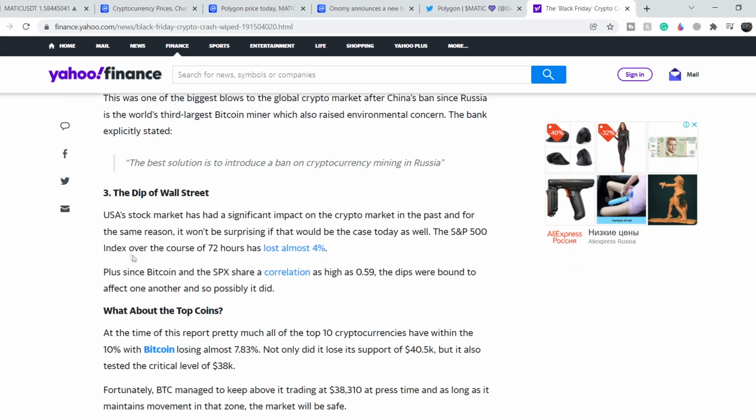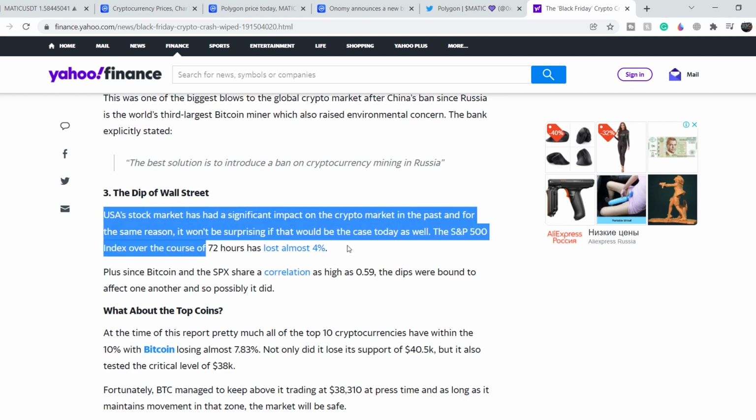So, the next one, third reason, is the dip of Wall Street. USA's stock market has had significant impact on the crypto market in the past, and for the same reason, it won't be surprising if that would be the case today as well. The S&P 500 index over the course of 72 hours has lost almost 4%.